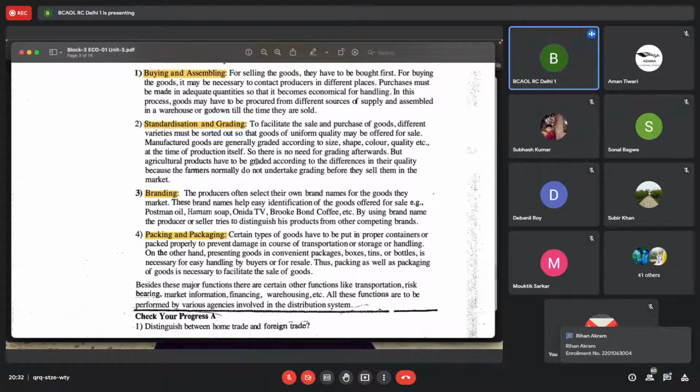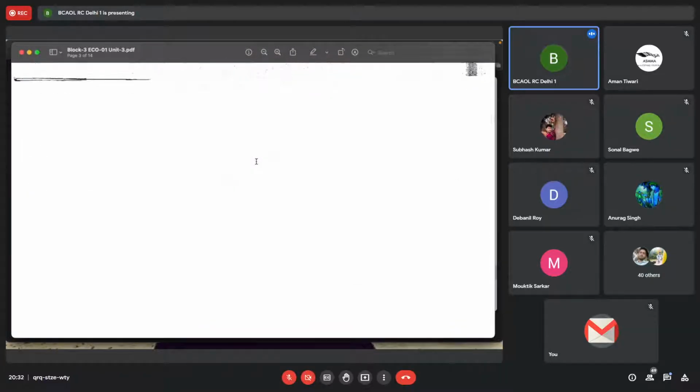Then you have branding. I just told you that putting that sticker on means you have created a brand. These middlemen also create their own brands. They will buy from farmers, they will buy from different sources, standardize and grade them, and then put their stickers. That's a brand. The brand name will generally be on the sticker. And they will be packing these products as well, doing different cartons and different types of packaging, and then giving it to the next party.